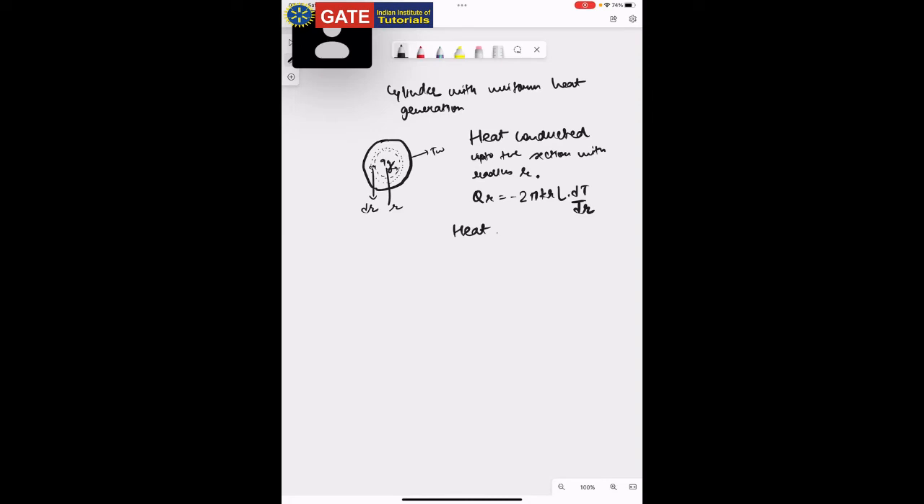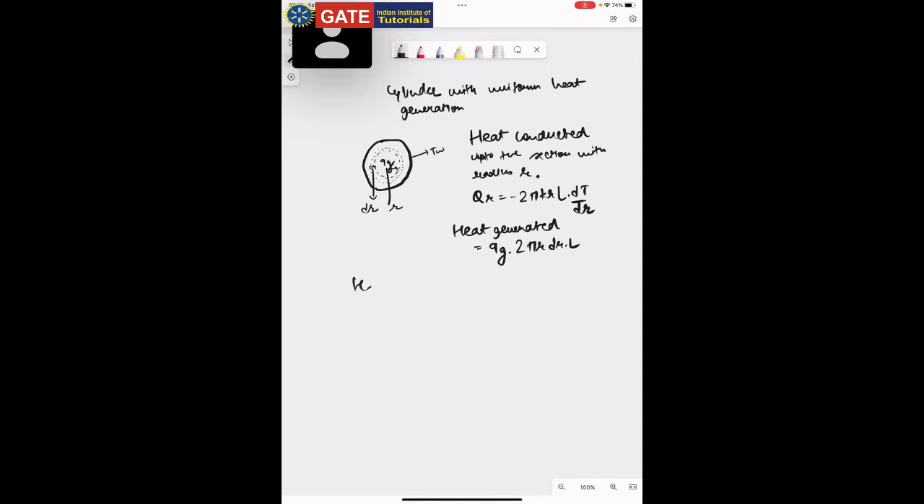Heat generated, similar to what we had in the case of the plane wall. You have qg into 2 pi r dr into l, right?